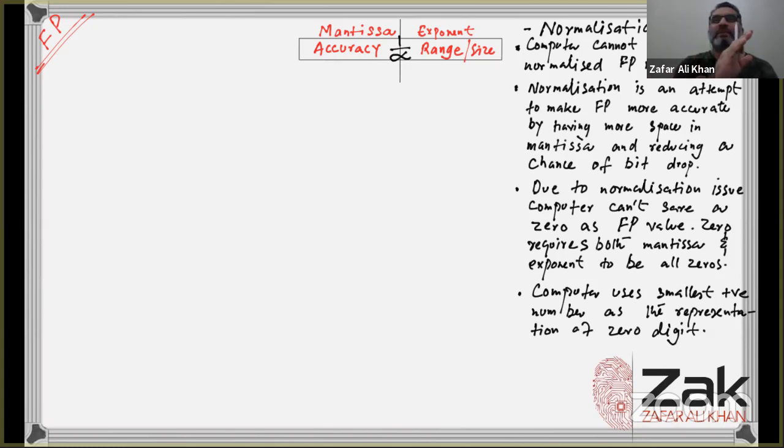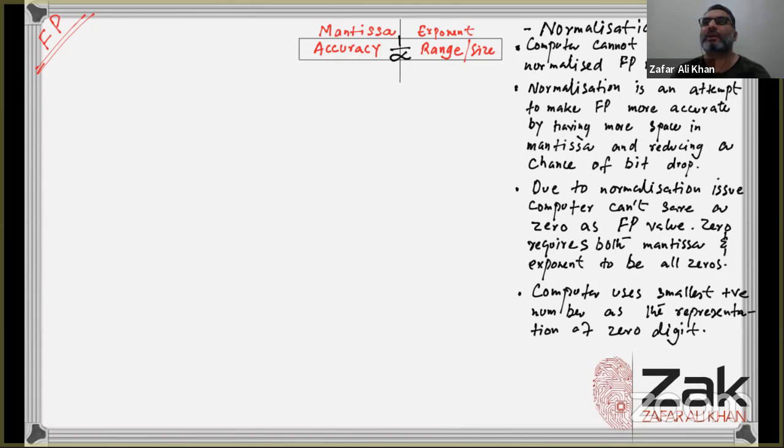If we increase mantissa, we increase accuracy, but we decrease range because the number of bits allocated in exponent is decreased. Similarly, if we increase the size of exponent, it is a trade-off. Now, this normalization concerns mantissa and, in other words, accuracy. Normalization is an attempt to have more bits in mantissa in case it is possible, not by force. How do we know it? Let's learn about it. Let's first see what is normalization.